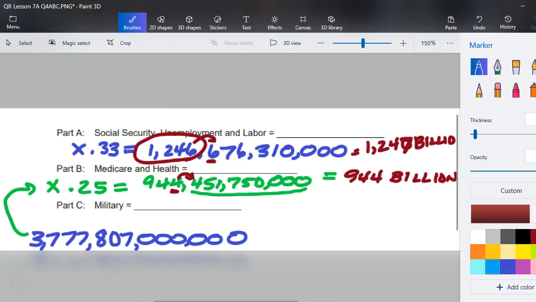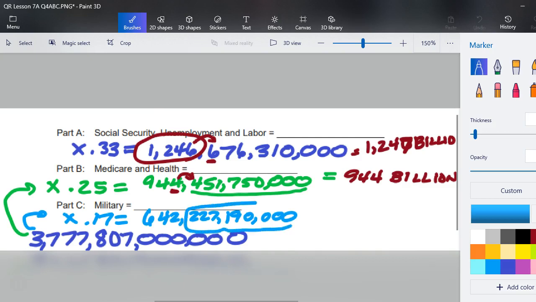I'm going to finish up down here on military. I'm going to take the same total budget and multiply it times the 17%. So in my calculator, here we go again with the 3,777,807,000 times, excuse me, 0.17 for 17%. And I'm getting this number, 642,227,190. This is millions, billions.